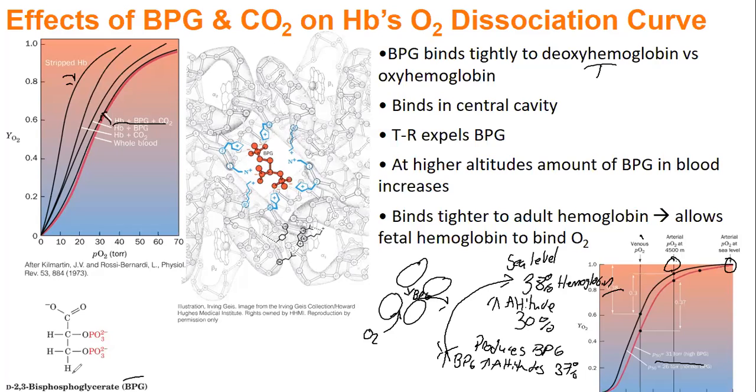And BPG is this tiny little molecule that we naturally produce, and it can bind in the center of your hemoglobins, and it will stabilize the T state. All right. Any questions about BPG and hemoglobin?